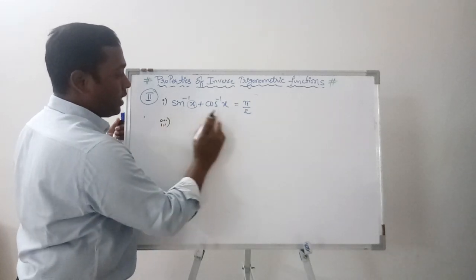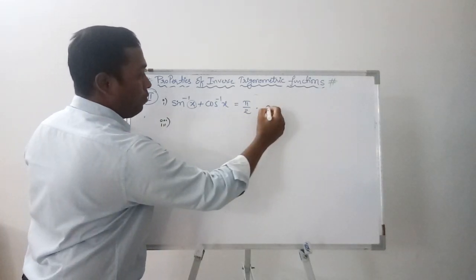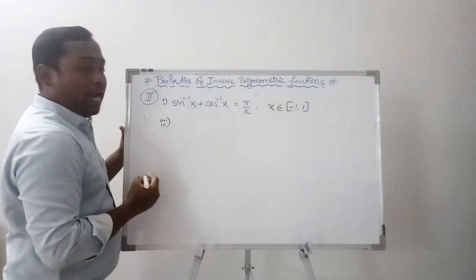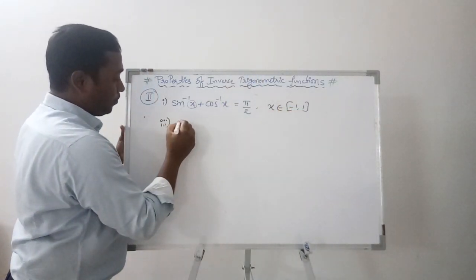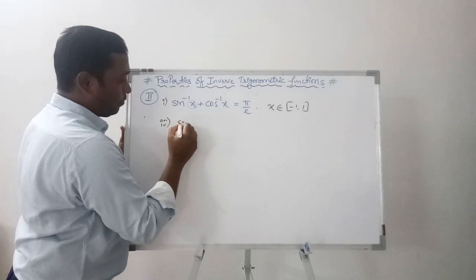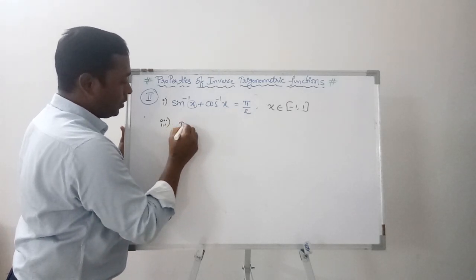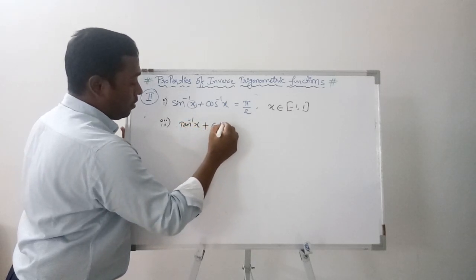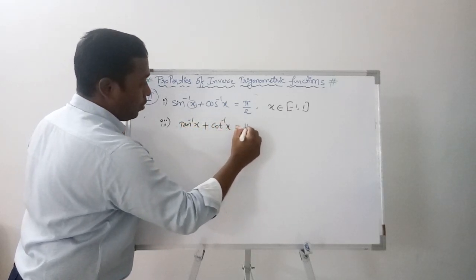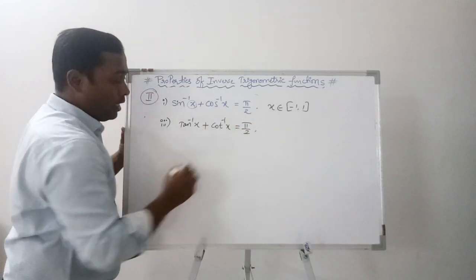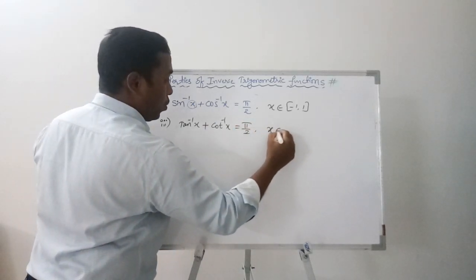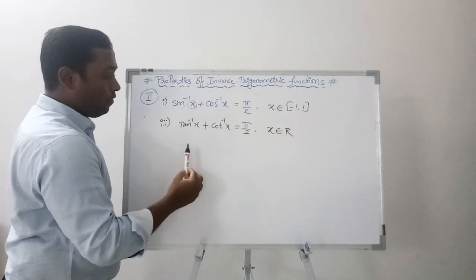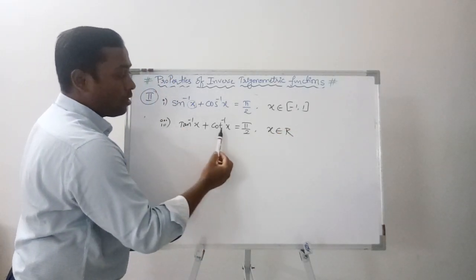First one is sin inverse x plus cos inverse x is pi by 2, where x belongs to minus 1 to 1. And the second one is tan inverse x plus cot inverse x is also equal to pi by 2. The reason again: x belongs to the real numbers, which is the common domain of tan inverse x and cot inverse x.